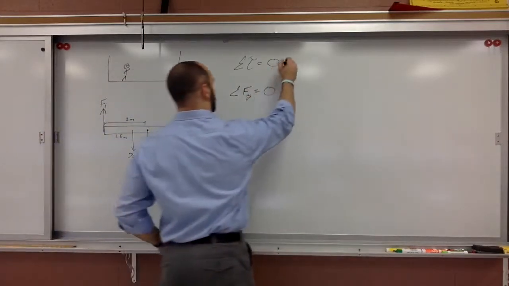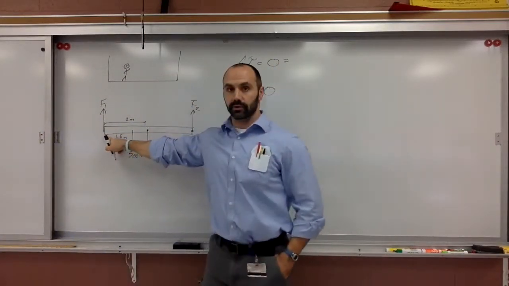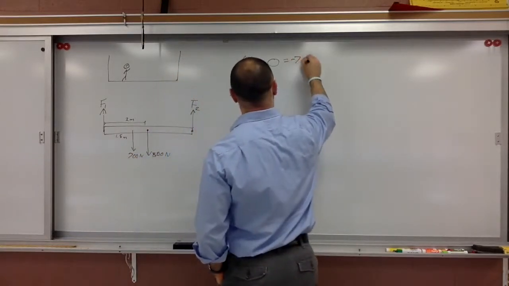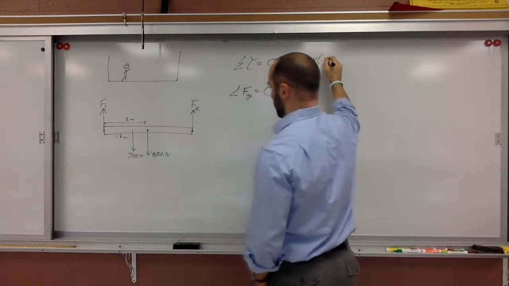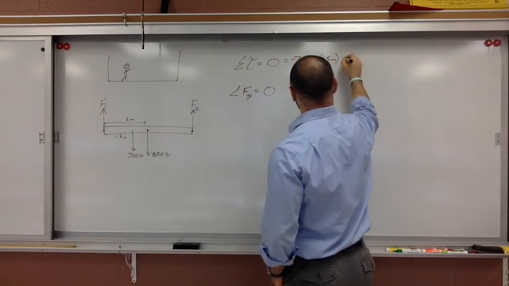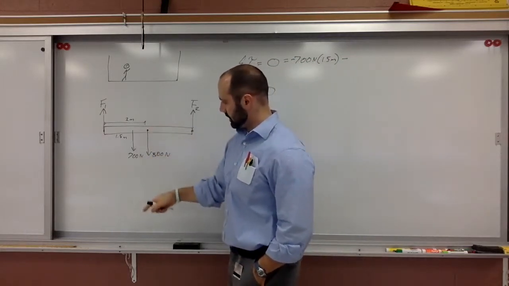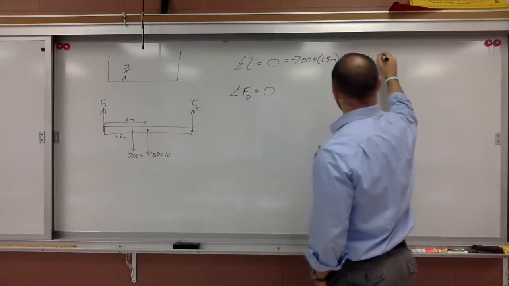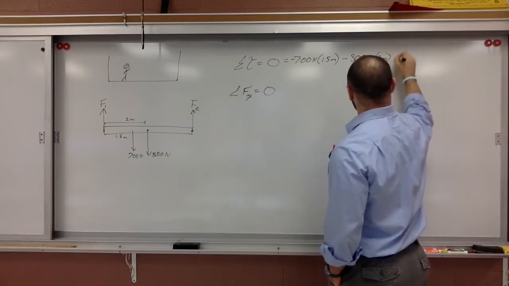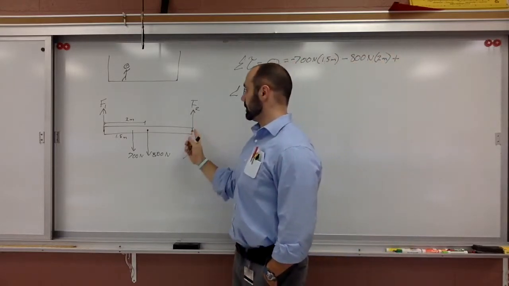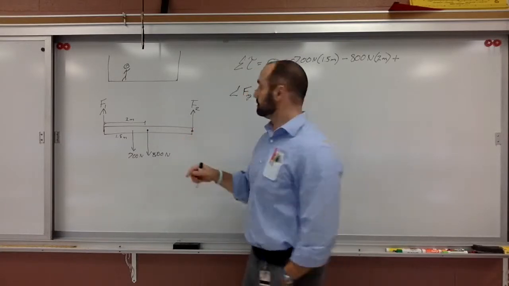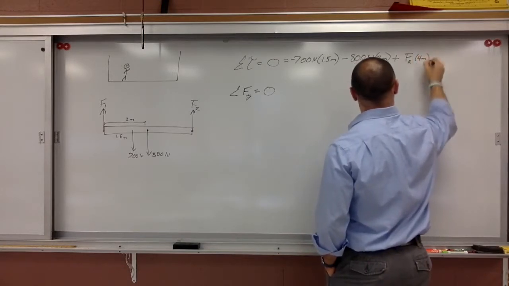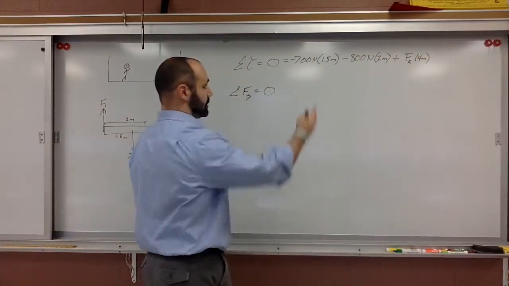So we write this out for the torques. If this is the 0 point, then there's no torque from that force. This is pulling this way, so this is a negative torque: negative 700 newtons times 1.5 meters. And then again, this is pulling clockwise, so that's a negative torque: 800 newtons times 2 meters. And then I'm going to add this torque over here: Fr times 4 meters. Now I just solve for Fr.